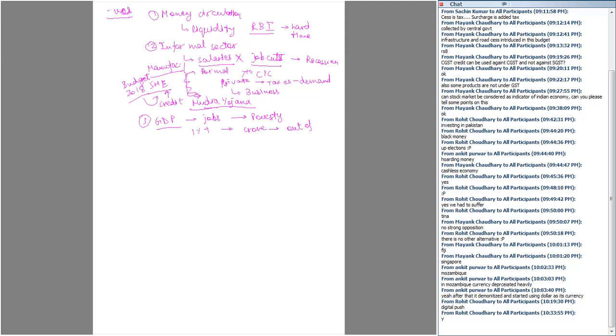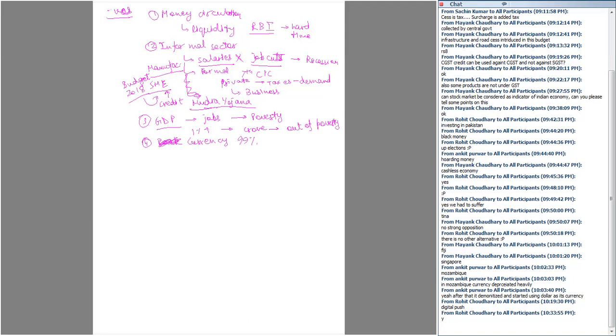So GDP definitely was hit. Banking sector had a lot of problems. The bank deposits have in a way gone up, so that is a good thing. But then the biggest thing was the currency. It was expected that a lot of currency would not come back, but that has not happened. So that was initially the anticipation of the government.